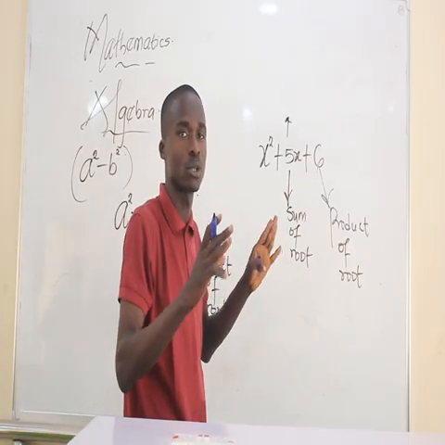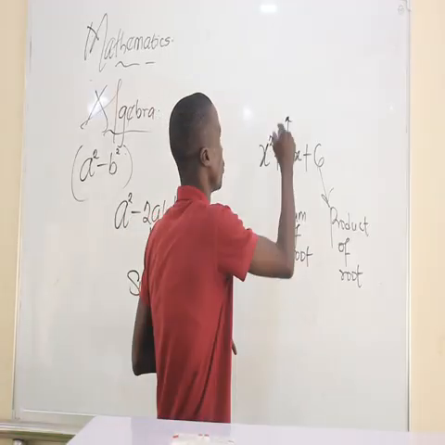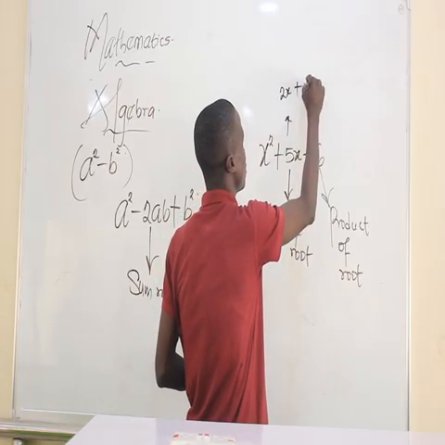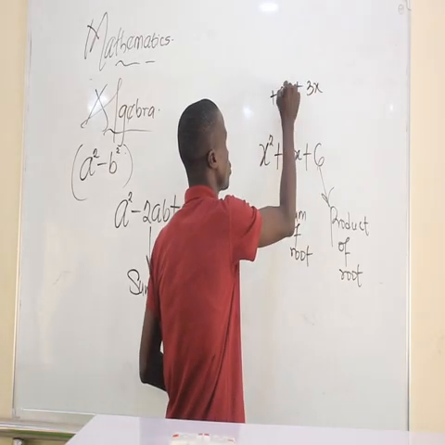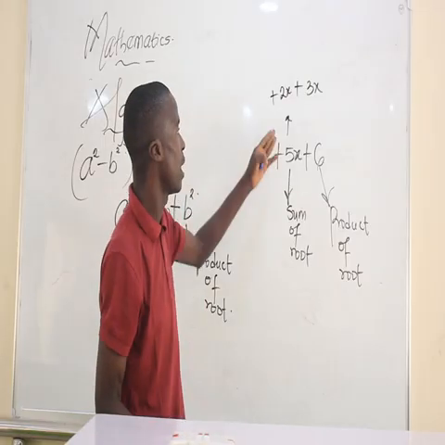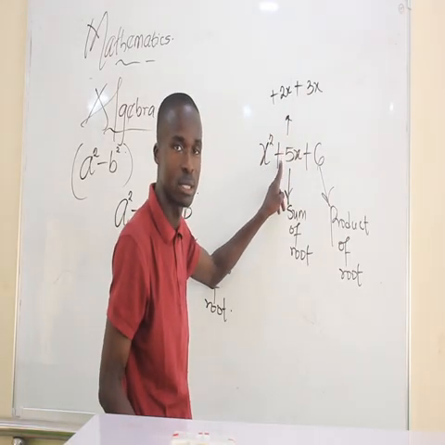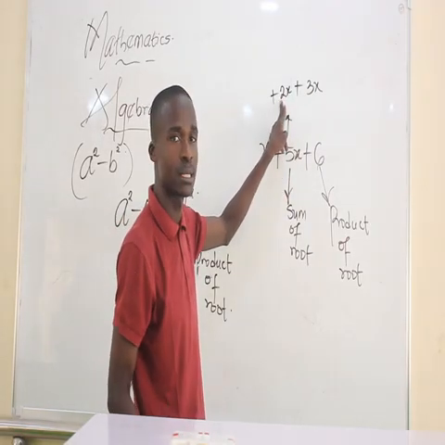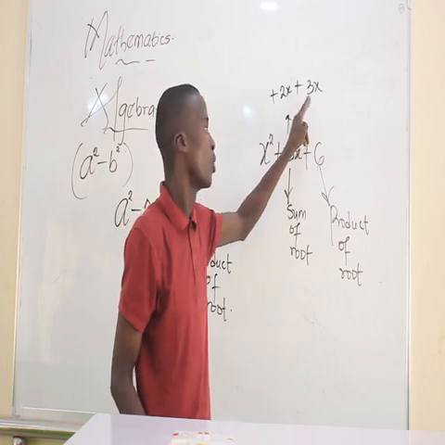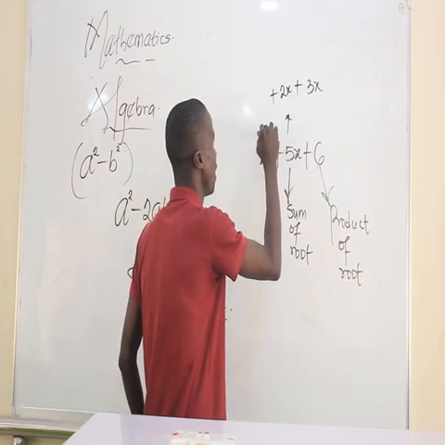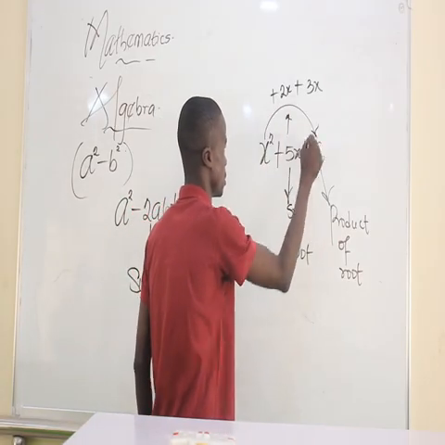If you think closely, you will have 2x plus 3x. Now having these 2 now, 2x plus 3x will give you 5x. Now 2 times 3 will give you 6. Now you have to compare this with this.